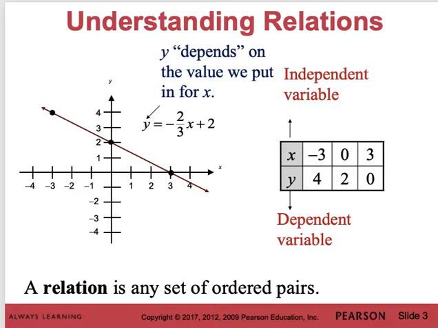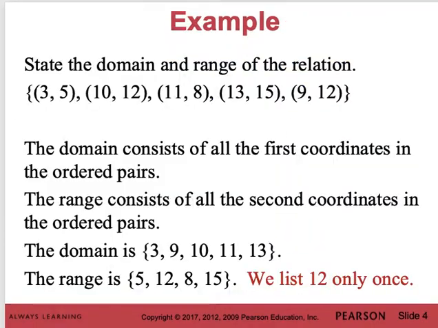The x is called the independent variable and the y is called the dependent variable because it depends on what x is. So if we replace different values into our equation for x, it's going to change the answer, or it's going to change what y is equal to.